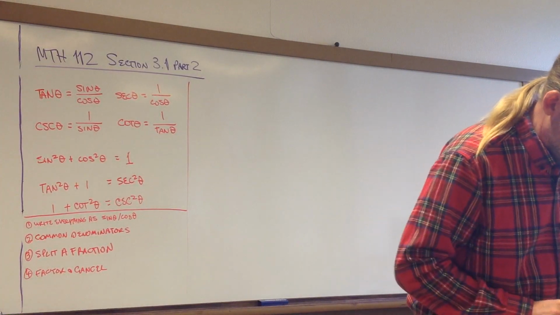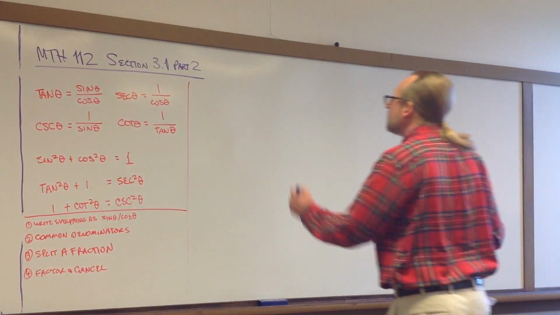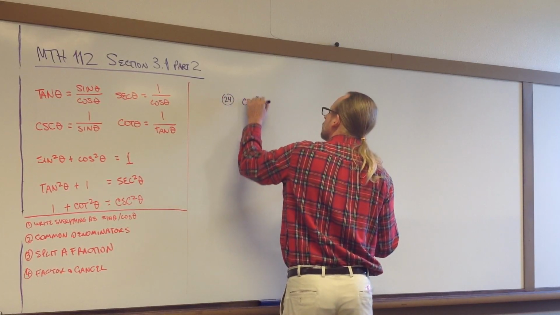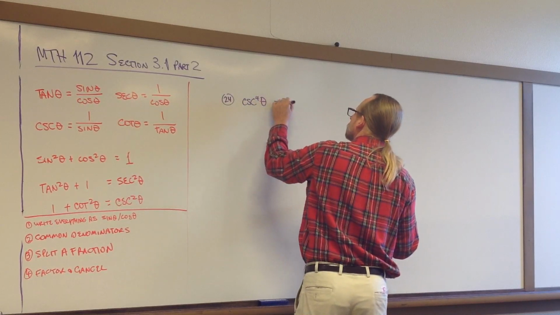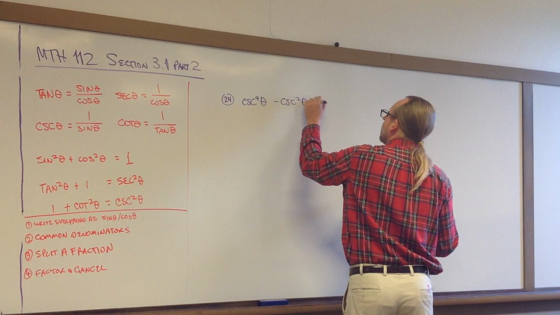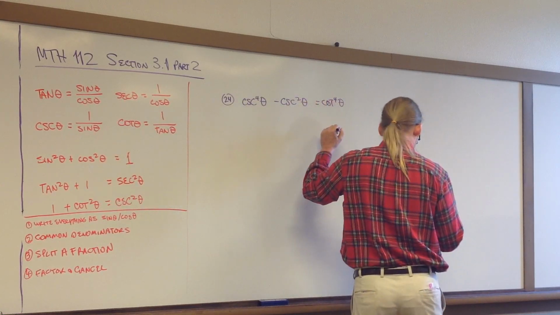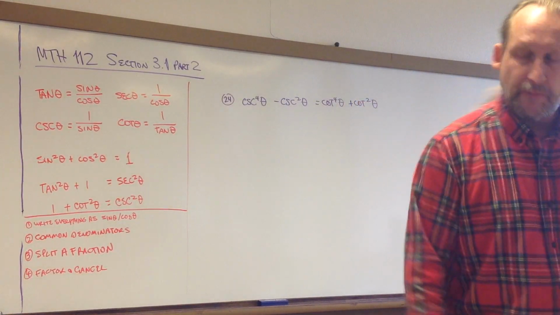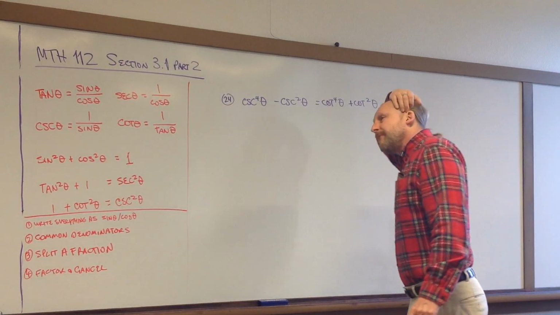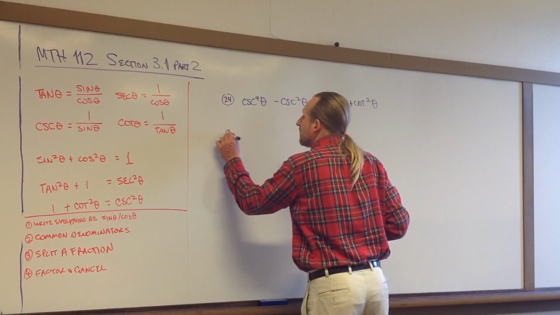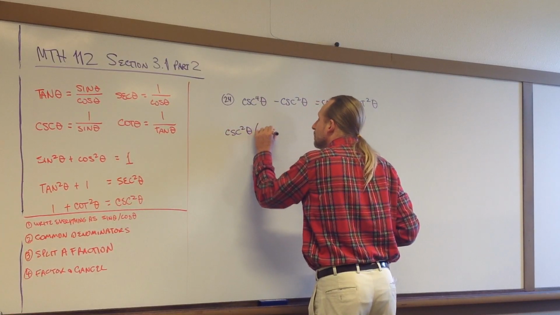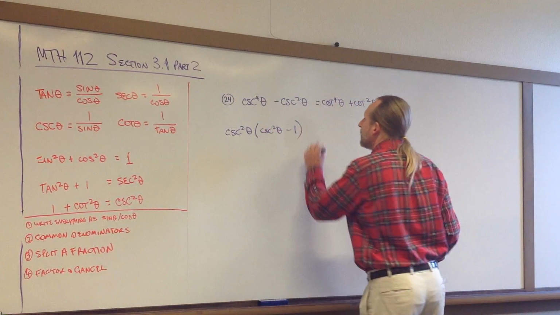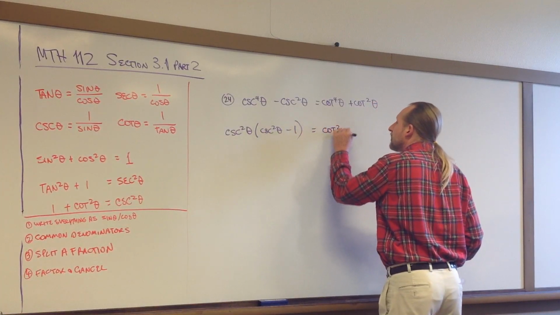Let's see here. Problem 24. Kind of interesting. So cosecant to the fourth minus cosecant squared equals cotangent to the fourth plus cotangent squared. Well, both of these have a similar setup, which is that they can be factored, right? We've got a common factor on the left-hand side of cosecant squared that we can factor out. And then over here, we've got a common factor of cotangent squared.